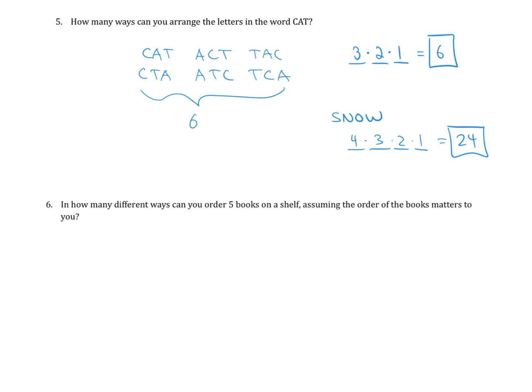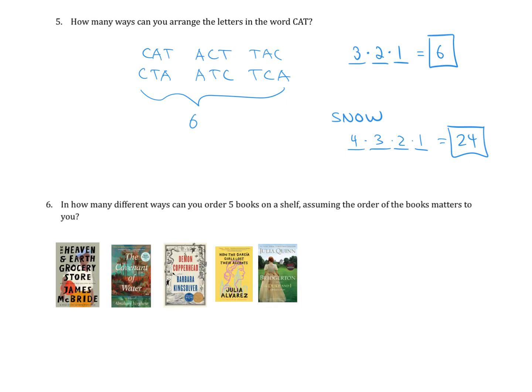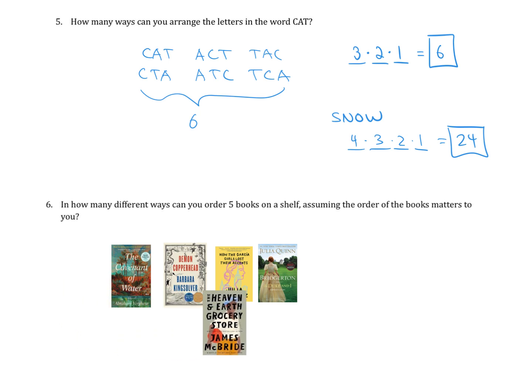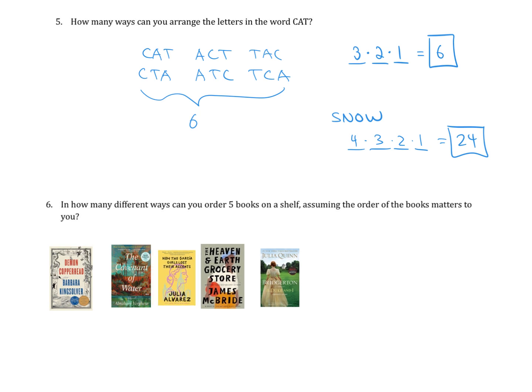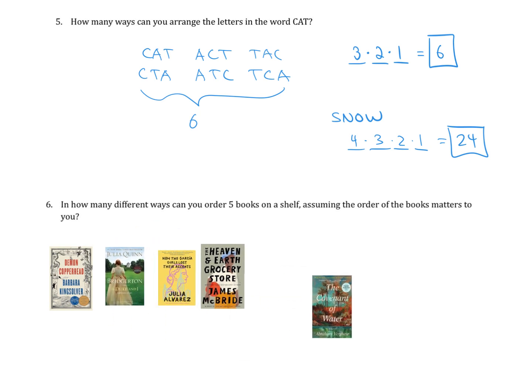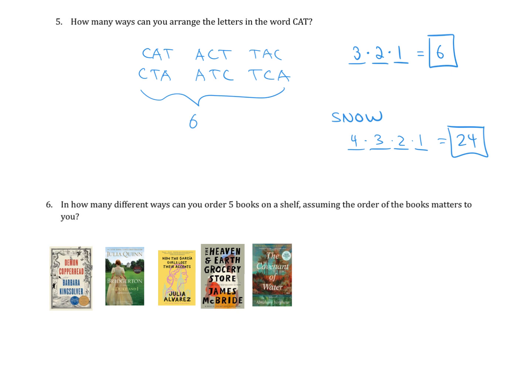In how many different ways can you order 5 books on a shelf, assuming the order of the books matters to you? If I put 5 books on a shelf and I display them, I could do it in different ways. I could do it by color, by size, and if I rearrange them, it's a different arrangement of the books. I could move them around in lots of different ways, and every time I rearrange them, it's a different order, if the order matters to me.